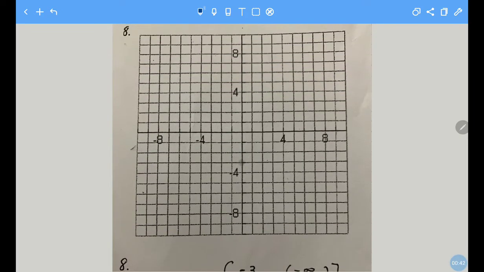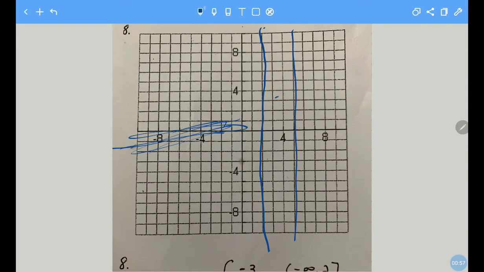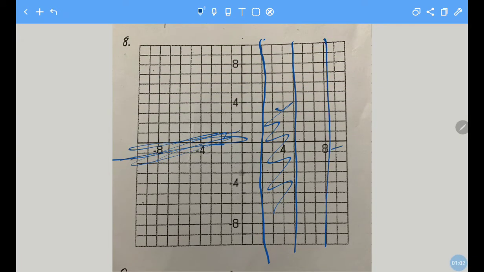Okay, from negative infinity to 2, here's 2 about right here. So our first graph is going to be in just this part right here. Our second part is going to go from 2 to 5, so it's going to be in this part. And then the last part is going to go from 8 on this way. All right, so keep that in mind. Sometimes I leave these little lines up, kind of make them dashed, but you definitely don't have to.